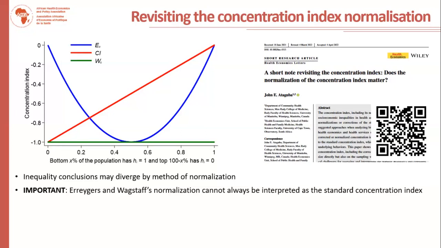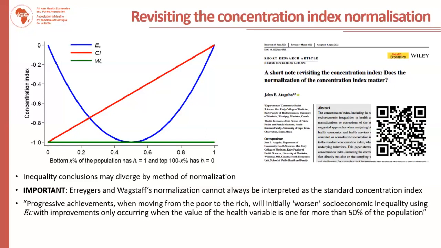So for me, a very important point is that when you interpret the Erreygers index, don't interpret it as the concentration index, because it is not the concentration index. I think it's important to keep that in mind. So don't ever say that the concentration index is this, so it is pro-poor, this is more pro-poor than the other, because you don't know what is going on, basically. It's very difficult, but basically that's it. You cannot interpret it the same way as you do the standard concentration index.